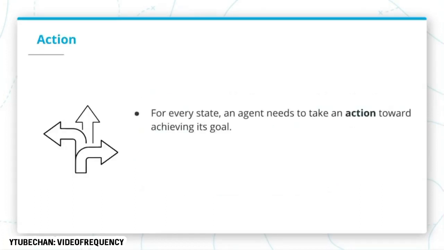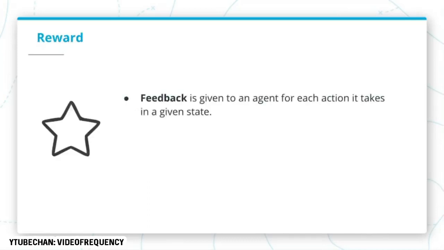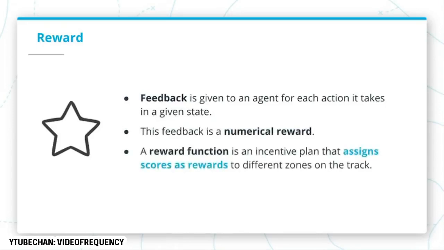For every state, an agent needs to take an action towards achieving its goal. Some actions a car can take when it approaches a turn are accelerating, braking, turning left, right, or going straight. Feedback is given to an agent for each action it takes in a given state. Unlike dog tricks, this feedback is a numerical reward. In AWS DeepRacer, a reward function is an incentive plan that assigns numerical rewards to different zones of the track.